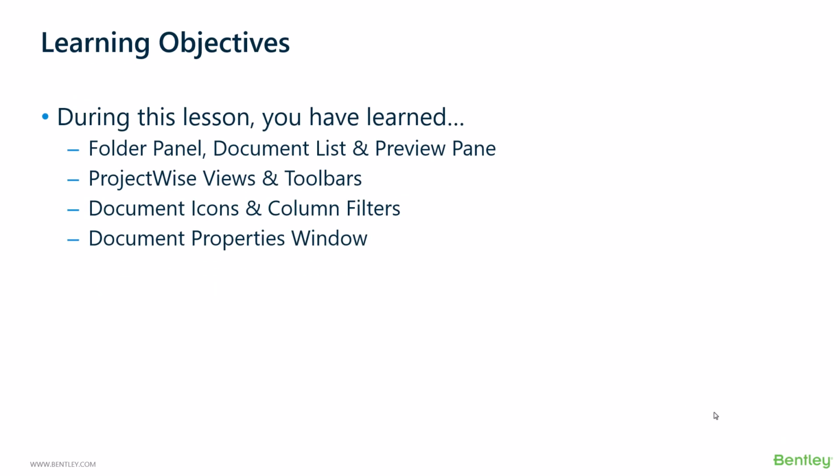During this lesson, you have learned the following: the ProjectWise Folder panel, the Document List area, as well as the Preview Pane. You also learned about ProjectWise views and how the toolbar icons can help users to work efficiently in ProjectWise. You also know about the different document icons and what column filters can do. Finally, you also have learned the different tabs that are available in the Document Properties window.